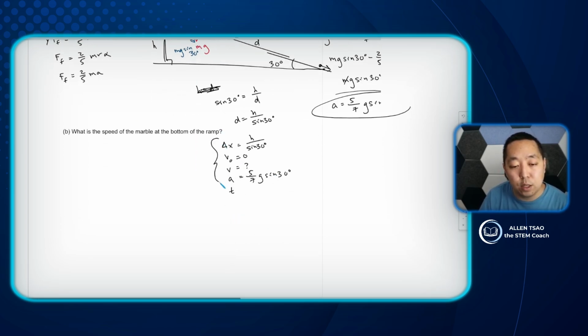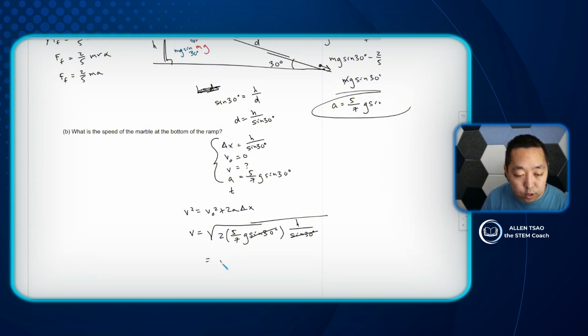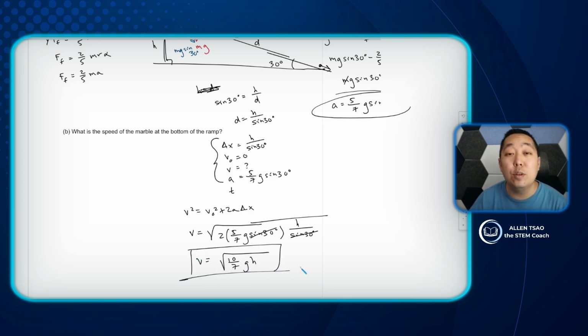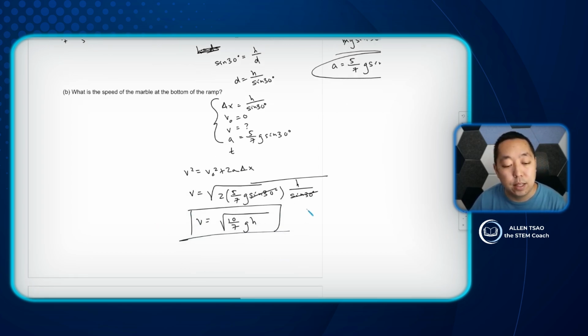So what kinematic equation are we going to use here? V squared is v naught squared plus 2a delta x. So v is the square root of, v naught is just 0, 2 times a, which is 5/7 g sine 30 degrees, times delta x, which is h over sine 30 degrees. Turns out the sine 30 degrees doesn't matter. So this is going to be the square root of 10/7 gh. That's how fast we're moving down the ramp. Now, there's a way to do that with energy, but we'll talk about that in the next unit.